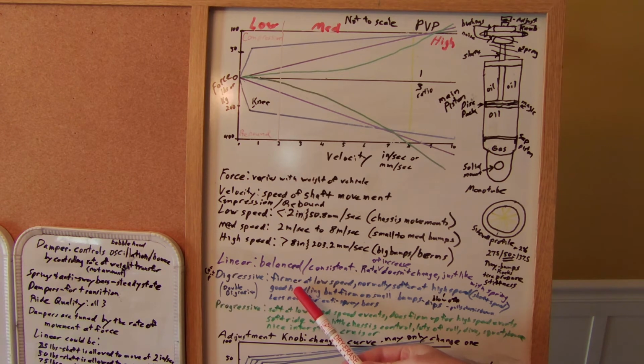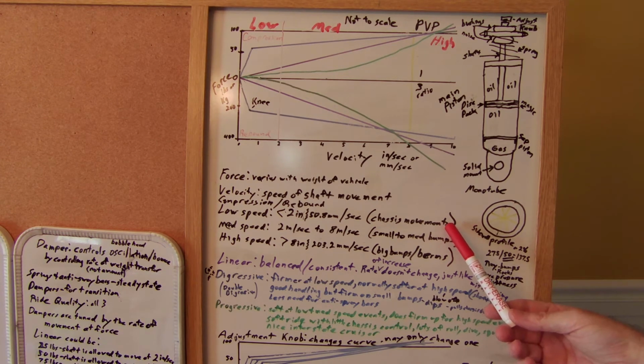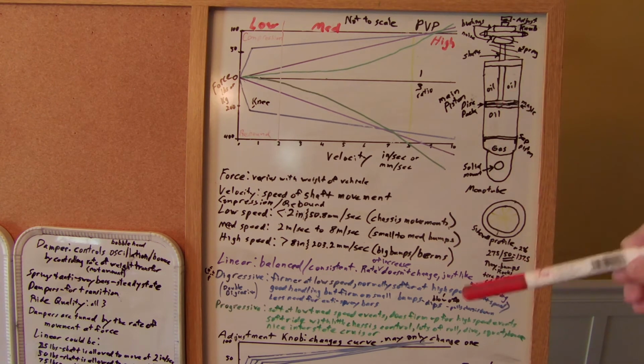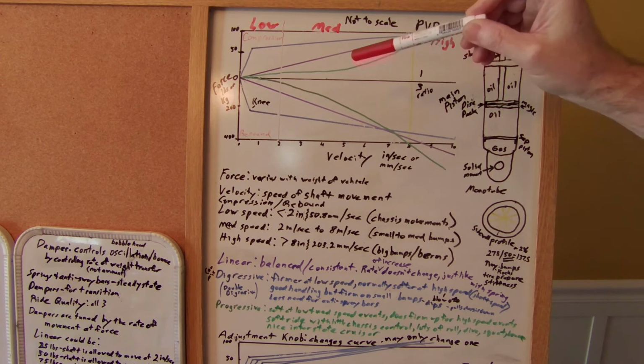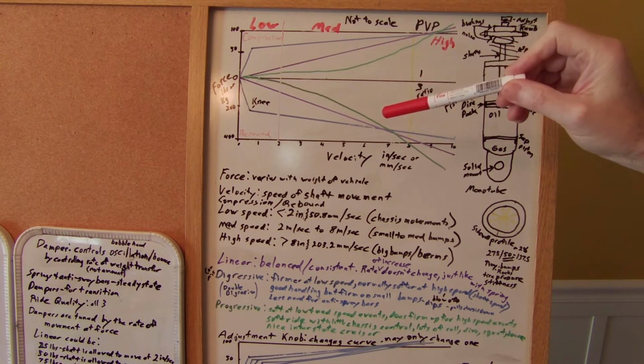That gives you firmer at low speed, so that's your chassis movements, your roll, your dive when you're braking, or squat when you're accelerating. It's going to slow that movement down. Now let me point out, it slows the movement. It does not change the amount of movement.